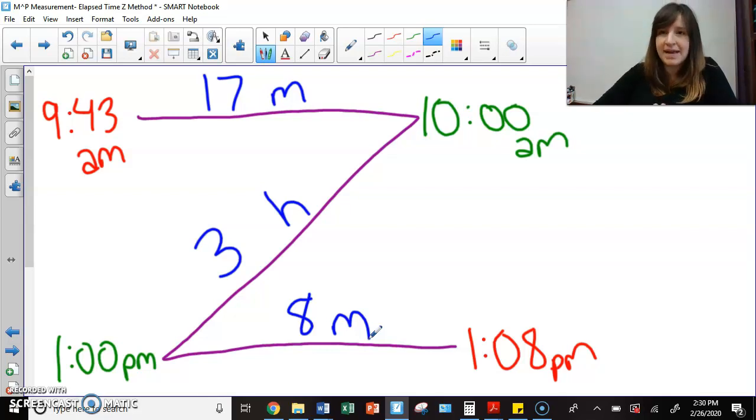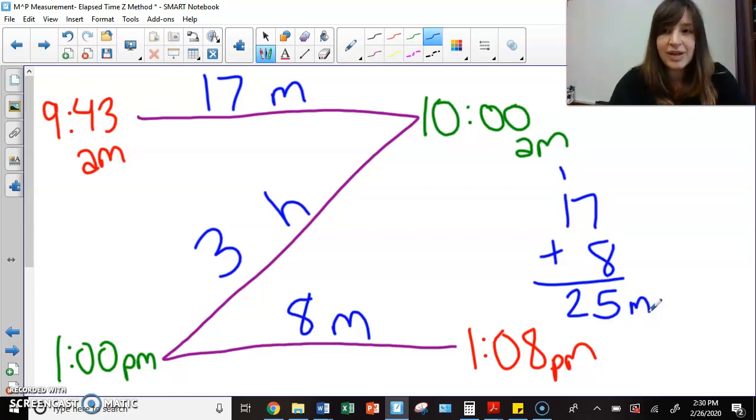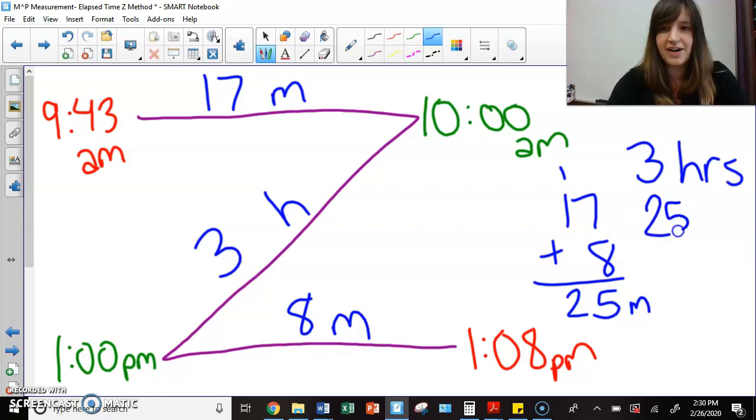So now I've broken up my times into different pit stops, and because of that, I have 3 pieces of information that I have to put together to get my final answer. So the top line and the bottom line are minutes, which is a different unit than hours. So I'm adding my minutes together because they are the same unit. So I'm going to take 17 plus 8, and I get 25. 25 minutes. I had 3 hours that passed and a total of 25 minutes. So my answer to how much time has elapsed between 9:43 a.m. and 1:08 p.m. is 3 hours and 25 minutes.